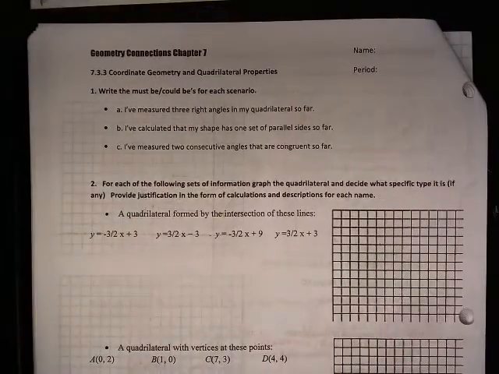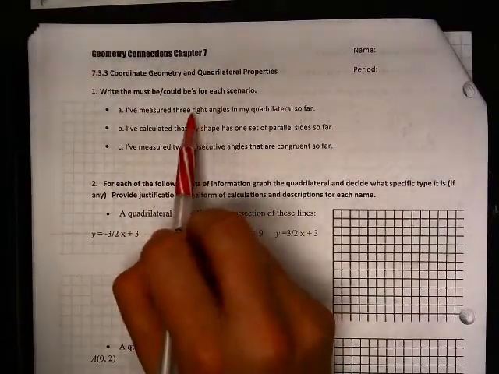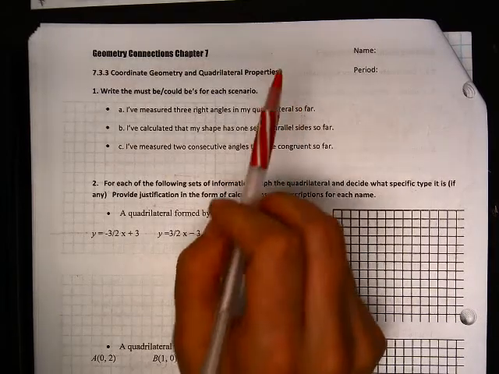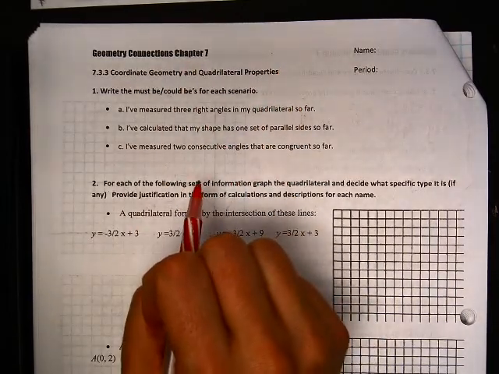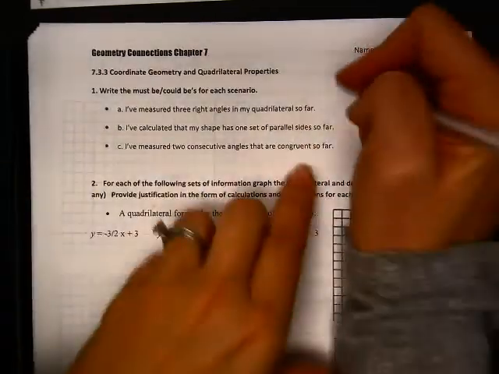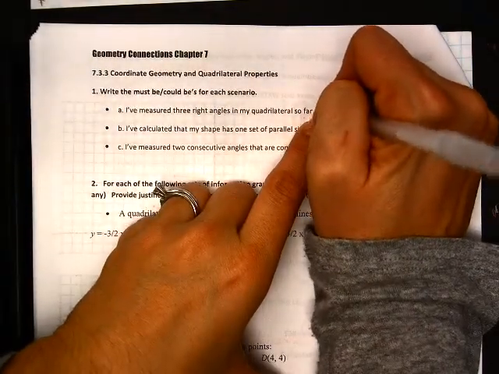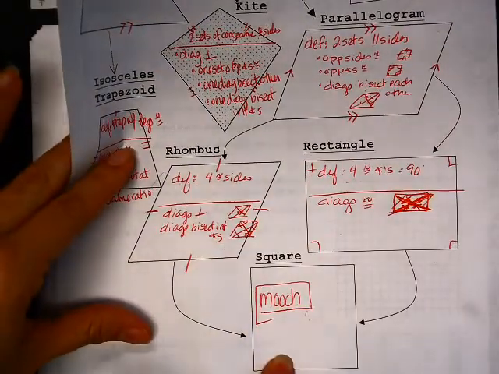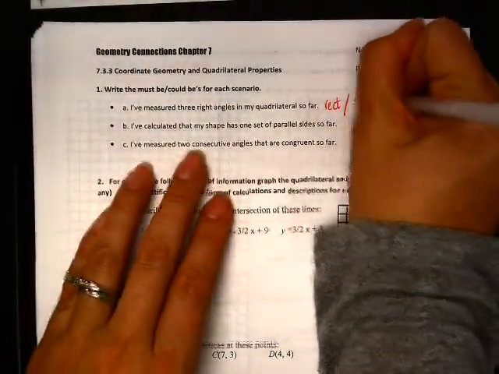Got some could be's. Let's look at these. I've measured 3 right angles in my quadrilateral so far. The fourth one would also need to be 90 degrees because they do add up to 360. So the must be is a rectangle. And the could be, if you're looking at your little chart, it must be this. It could be anything below it, which is a square.